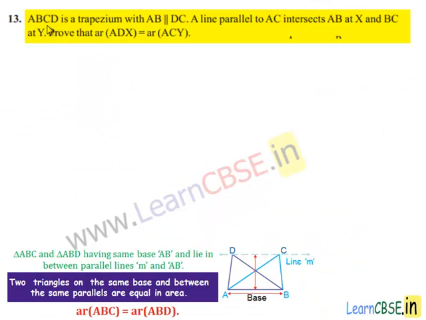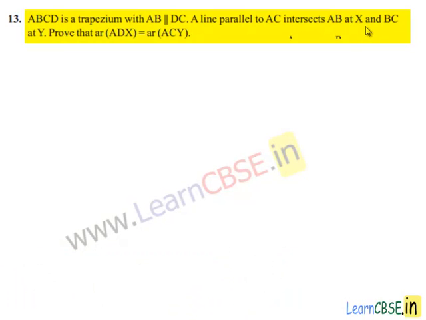Moving to the 13th question. ABCD is a trapezium with AB parallel to DC, and a line parallel to AC intersects AB at X and BC at Y. Prove that area of ADX is equal to area of ACY.